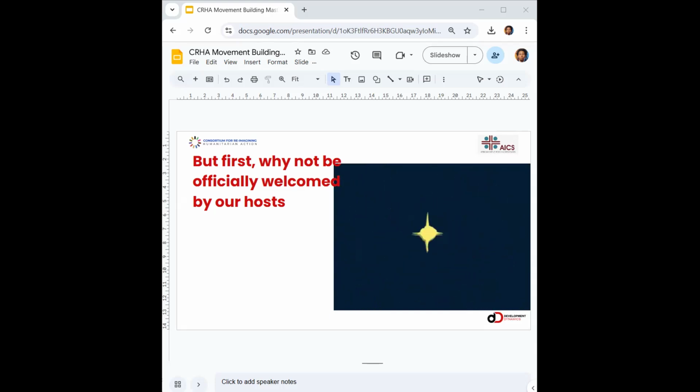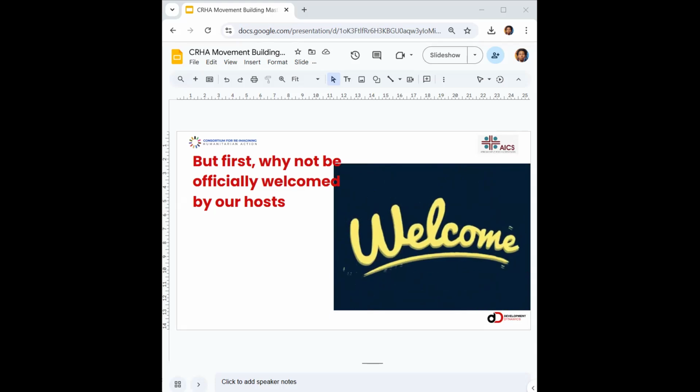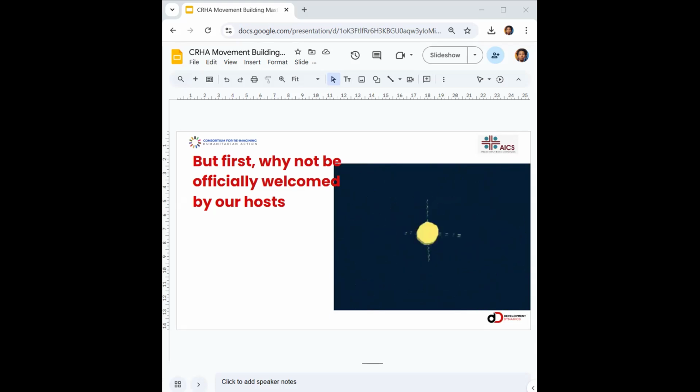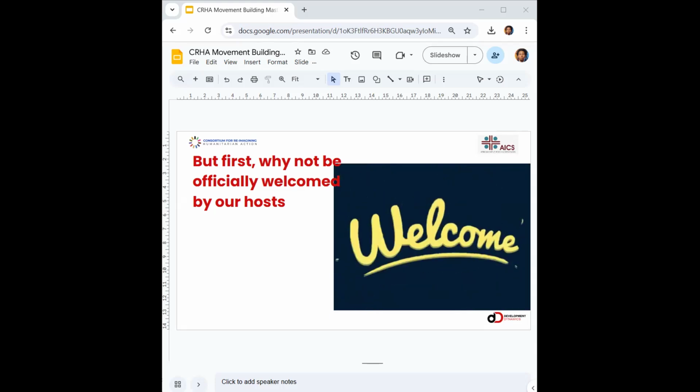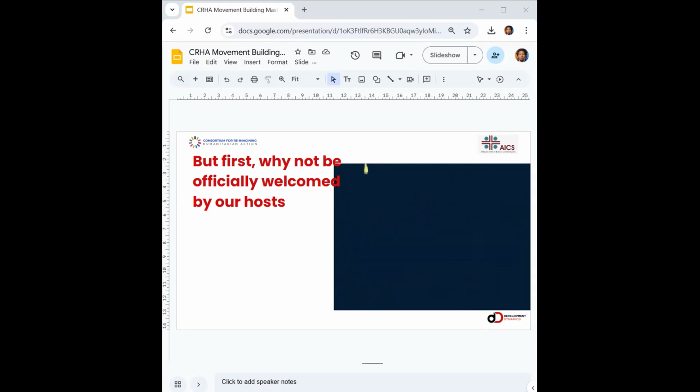You talk about Ubuntu. If you want to go far, go alone. If you want to go fast, go alone. If you want to go further, go together. And so that's what is bringing us here today.